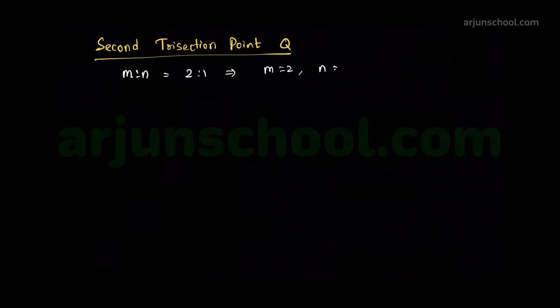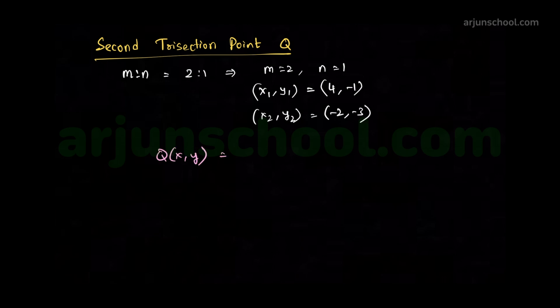Now let us find the second trisection point. For the second trisection point, the ratio m:n is 2:1. Therefore, m is equal to 2, n is equal to 1. (x1, y1) is (4, -1) and (x2, y2) is (-2, -3). The section formula is (x, y) = ((mx2 + nx1)/(m + n), (my2 + ny1)/(m + n)).